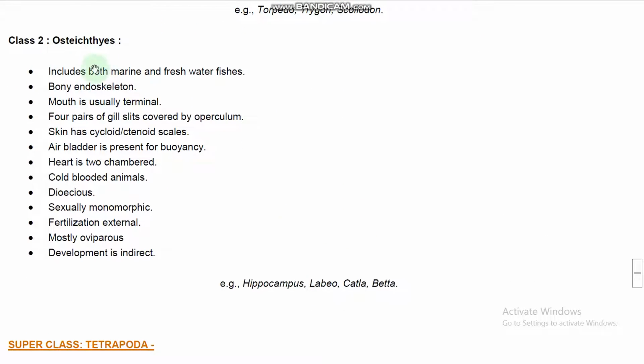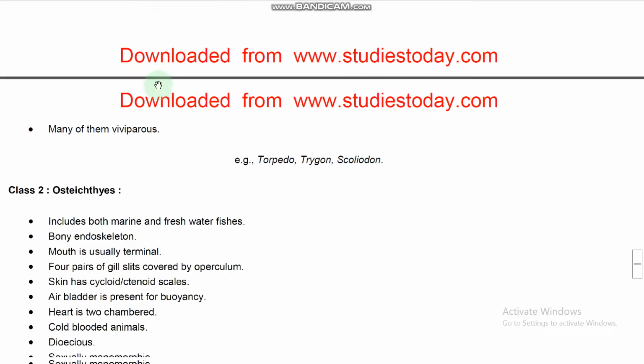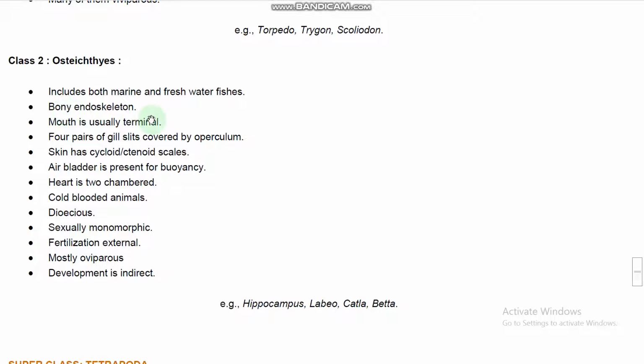So Osteichthyes include both marine and freshwater species, while Chondrichthyes are only marine. They have a bony endoskeleton, and the mouth is usually terminal. 4 pairs of gills are covered by an operculum. How many pairs? 5 to 6 pairs. Skin has cycloid and ctenoid scales, so that is also important. In Chondrichthyes, there are placoid scales. An air bladder is present for buoyancy, so for floating on the water, and the heart is two-chambered.